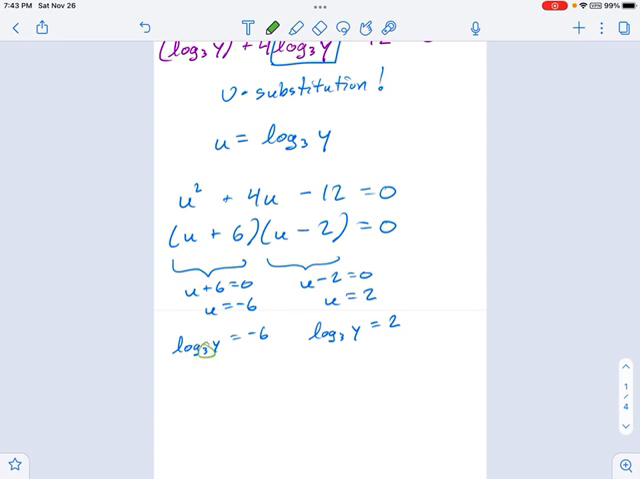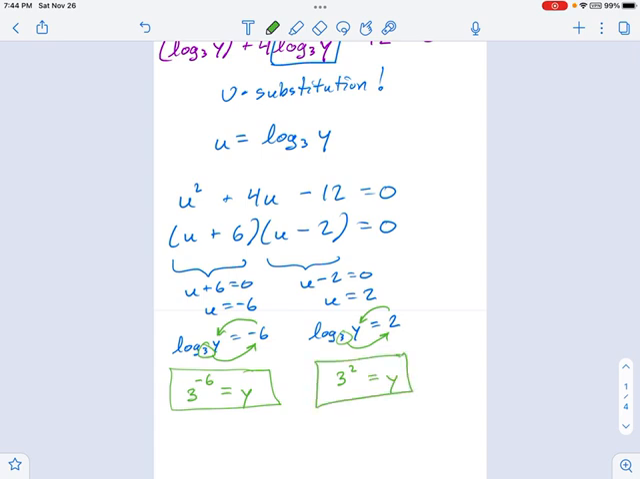If you remember the trick of turning logs into exponents, we take the base, raise it to that power over there, and we get the argument. So 3 to the negative 6th equals y. Hey, that's an answer for y. That's one of the solutions. And this one over here, 3 to the 2 power equals y. 3 to the 2 equals y. Now, if you want, you could say y equals 9, right? And whatever 3 to the negative 6 is, I don't know, something big, except as a fraction. But that's essentially the idea.